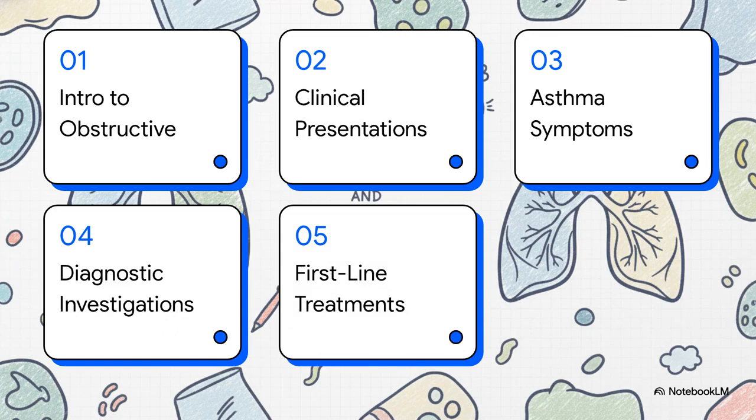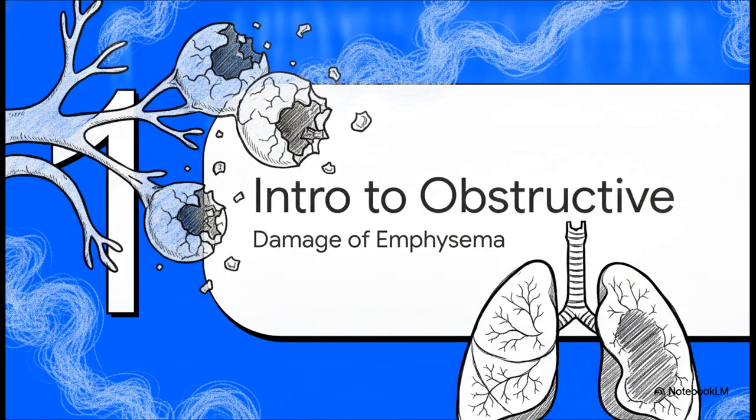First, intro to obstructive diseases. Then we'll cover classic clinical presentations, asthma triggers, key diagnostic investigations, and wrap up with first-line treatments. Basically, we are tracing these diseases from their underlying pathology straight into the lab results and pharmacology. All right, Section 1, Intro to Obstructive Diseases, focusing specifically on the permanent damage of emphysema.